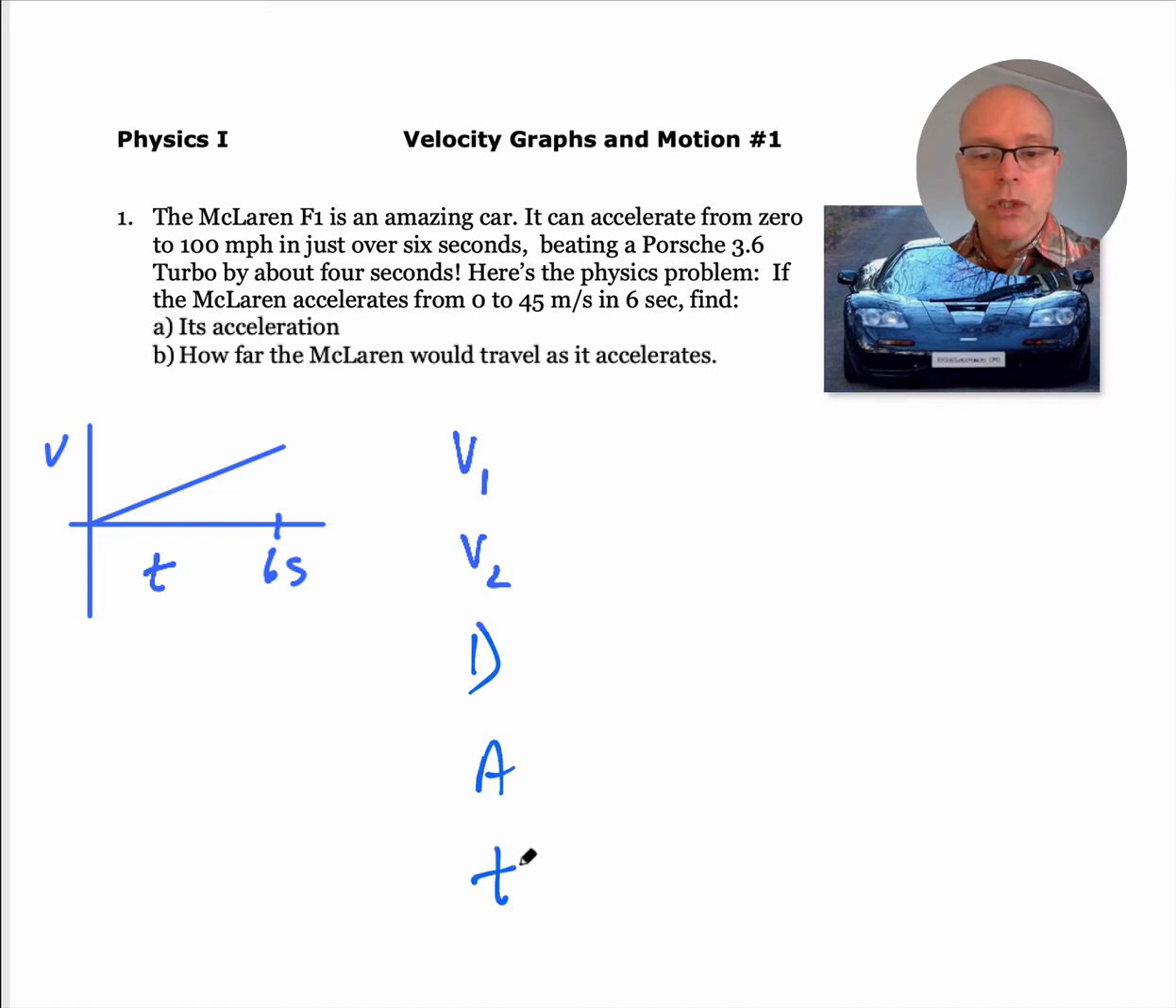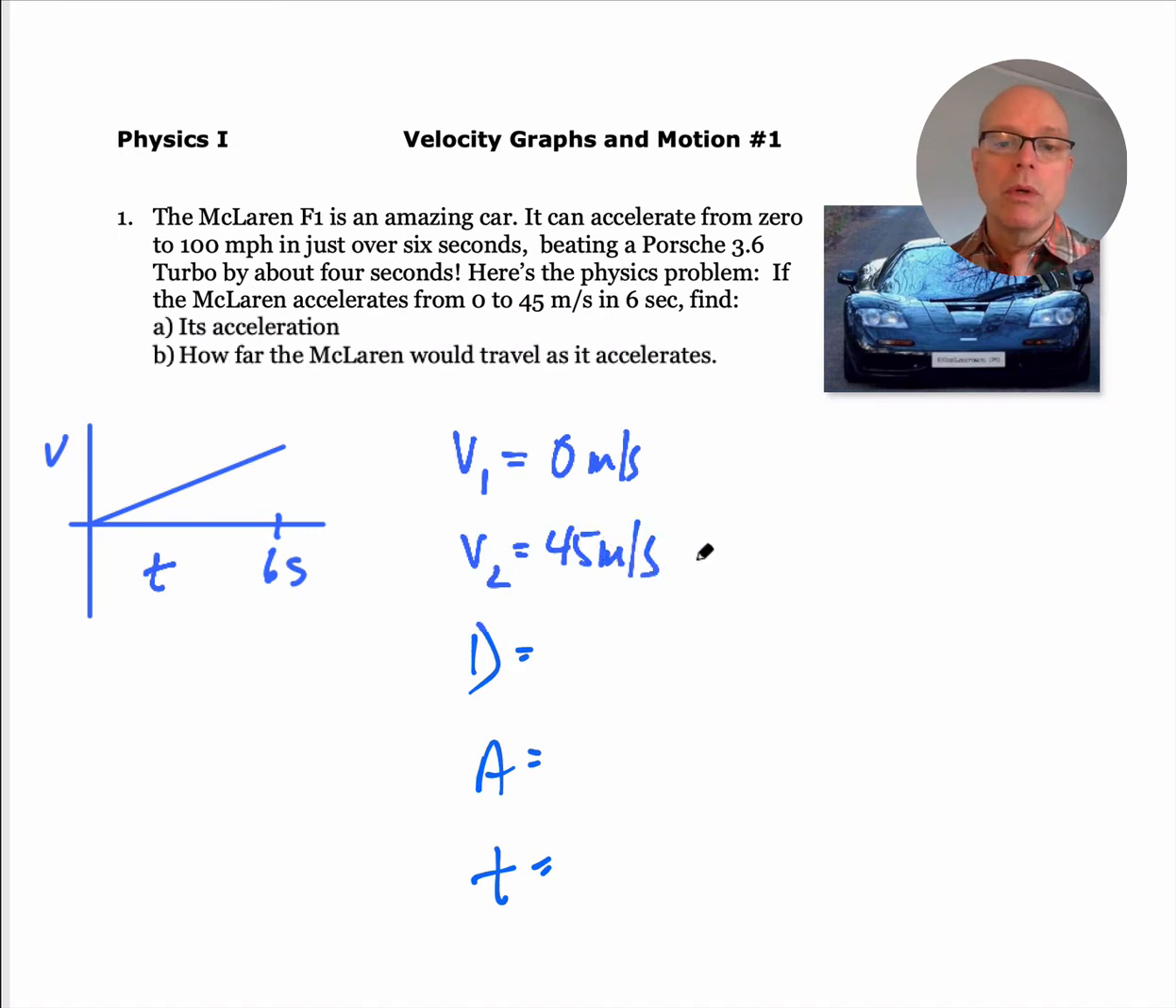And the thing about physics is when we get into more complicated problems, there's a lot of ways that we can write these problems depending on the info they give you that can make them really hard to solve. So you being organized is crucial. So here's a little bit of an easy one. Velocity 1, 0 meters per second. Velocity 2, 45 meters per second.